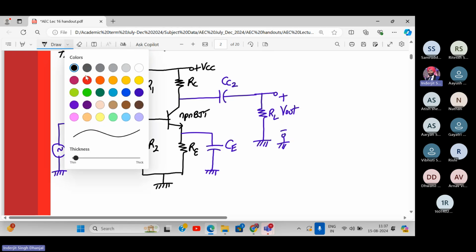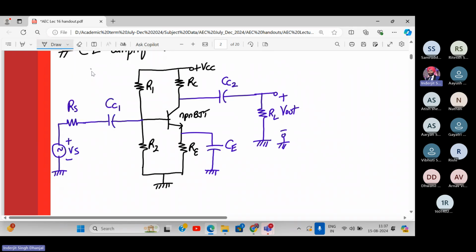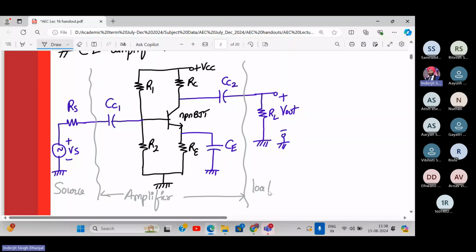Now in this configuration, what was my source? Yes, this part is my source. This is my amplifier. And this part is my load. All right. And why is it called common emitter? It is called common emitter because input is applied to the base and output is sensed at the collector terminal. So that's why it's called a common emitter amplifier.